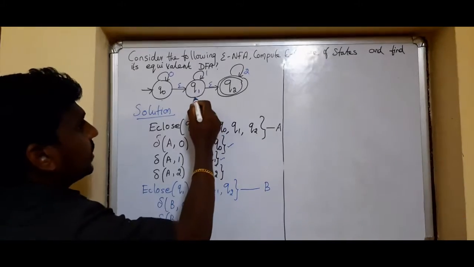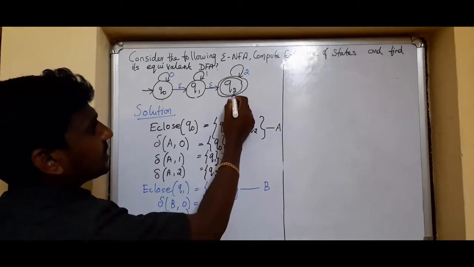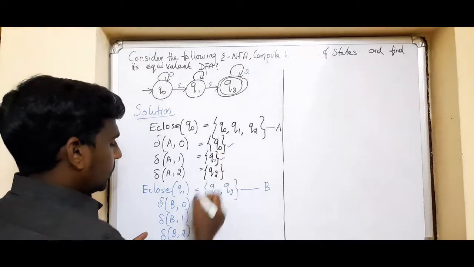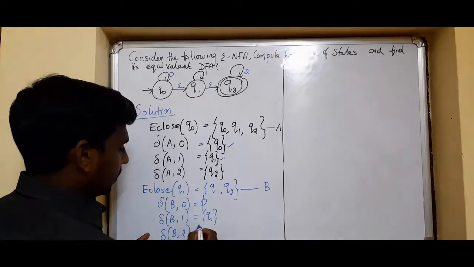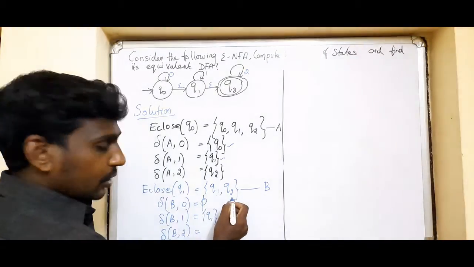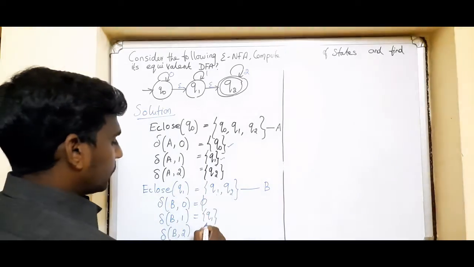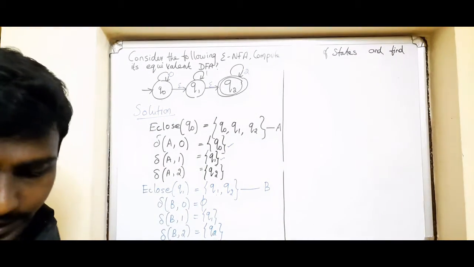Q1 comma 1 is there, right? Q1 comma 1, that is Q1. And Q2 comma 1 is not there. Then Q1 comma 2 is not there. Q2 comma 2 is there, that is Q2. Okay, right. Then I have to find E closure.